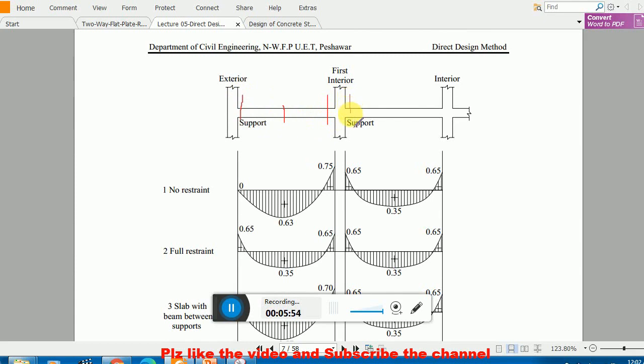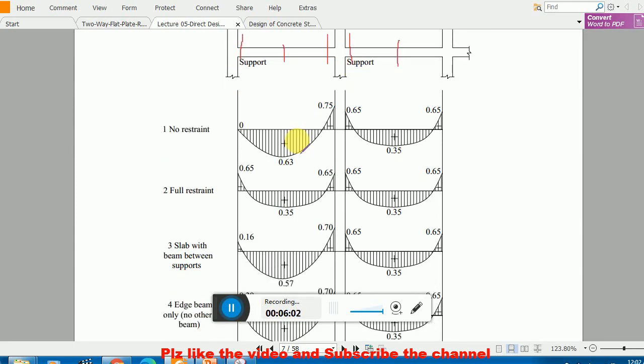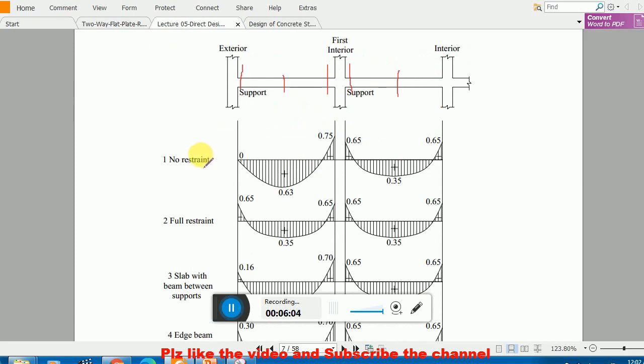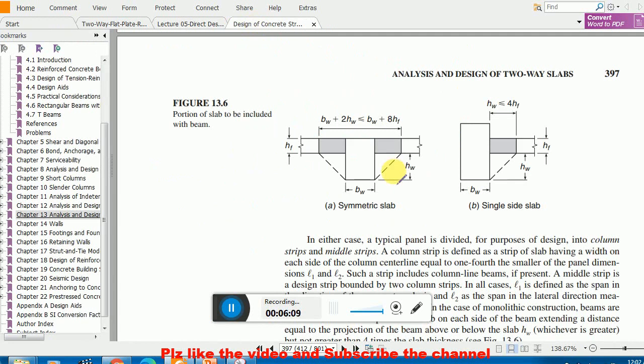And here we have interior negative moment, and here we have interior positive moment. This is called exterior negative moment, and this is also called exterior negative moment. So the first case is when you have no restraint.